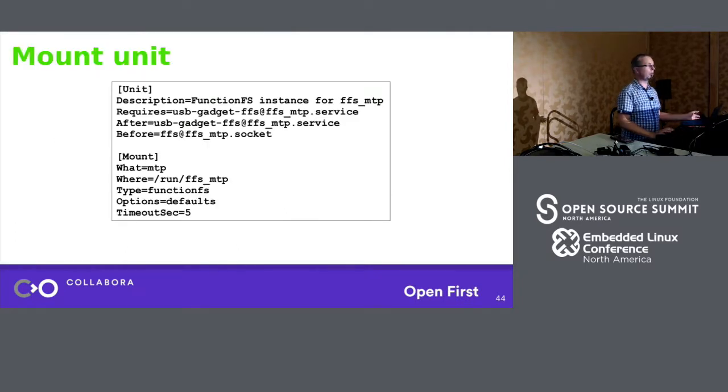Speaking of mounting, we need a mount unit. By definition, any mount unit cannot be templatized. This one is no exception. This particular mount unit automates mounting a device called MTP, remember the FunctionFS instance name, under the /run/ffs_mtp mount point. There is no install section in this unit. It will be activated based only on dependencies after our first service unit, but before the socket unit.